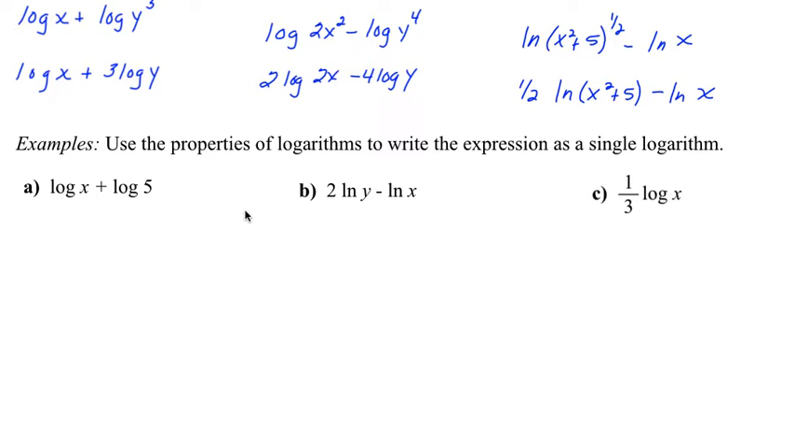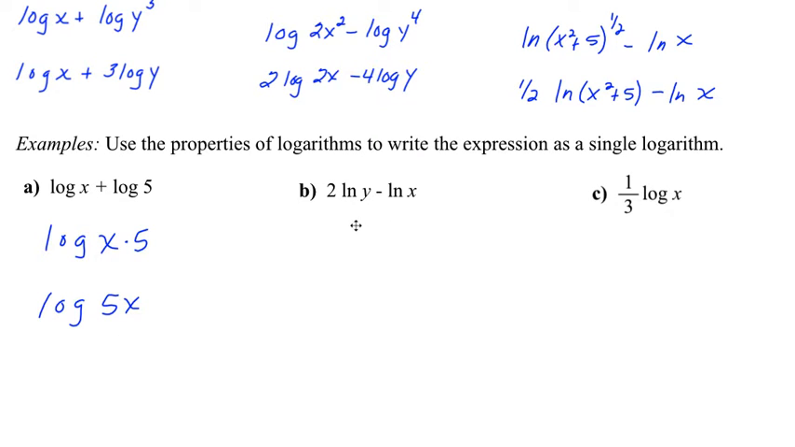We're going to go backwards this time, and we're going to condense this. We're going to write the sum or difference of the logarithms as a single logarithm. So when we have a sum, we know that that really means it's a product. So that's the log of x times 5. Well, normally we write the number first, so that would be the same as the log of 5x.